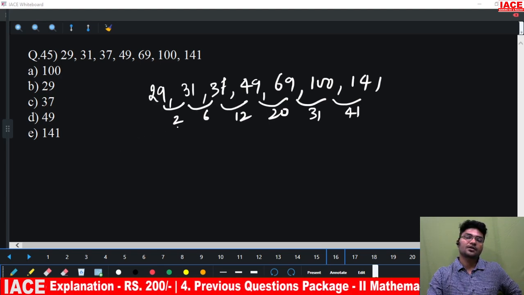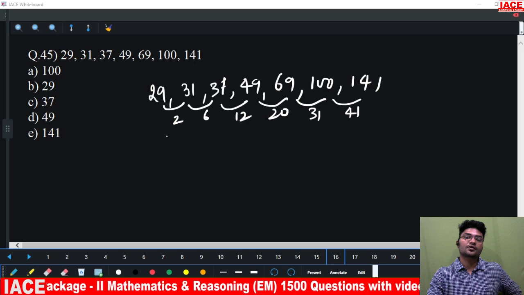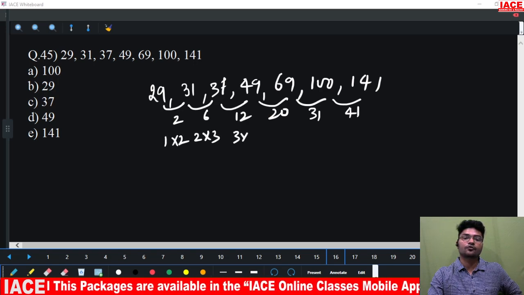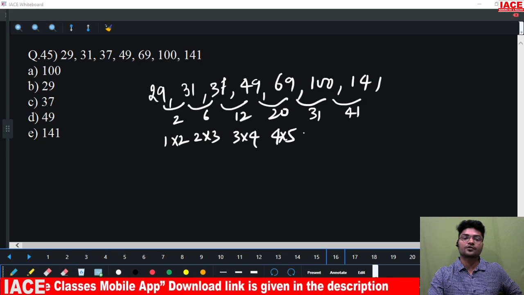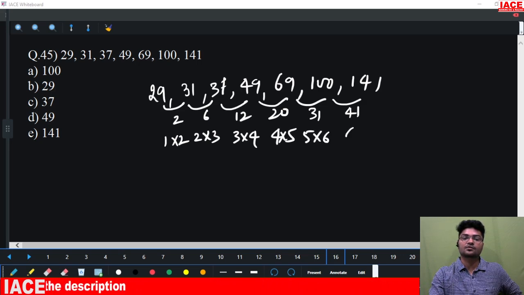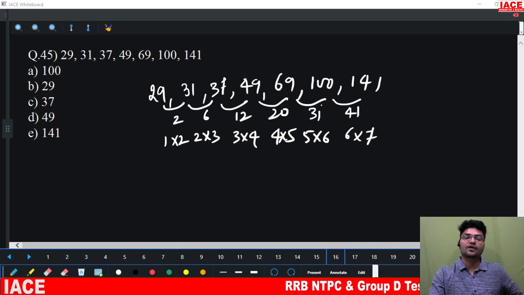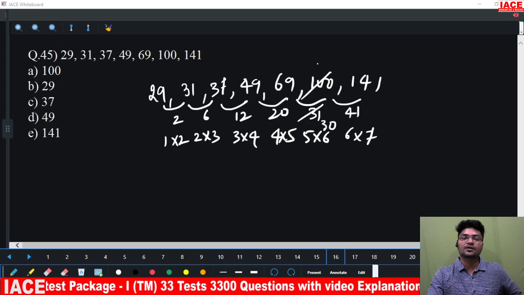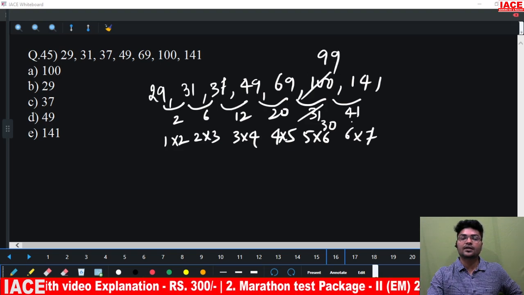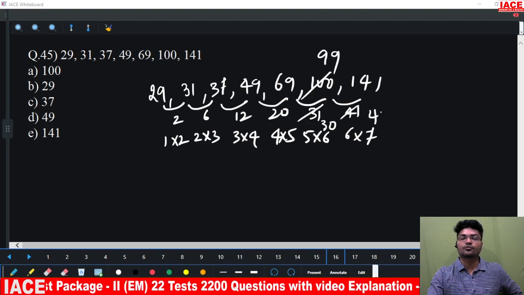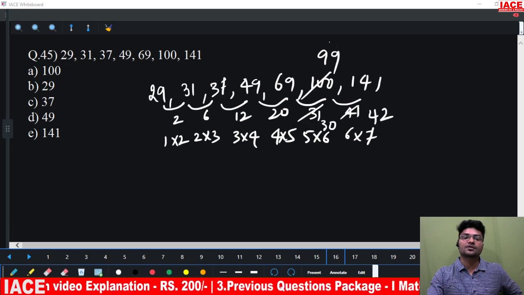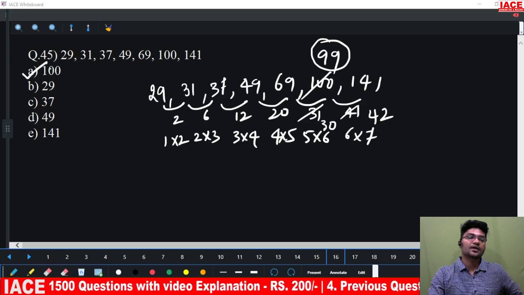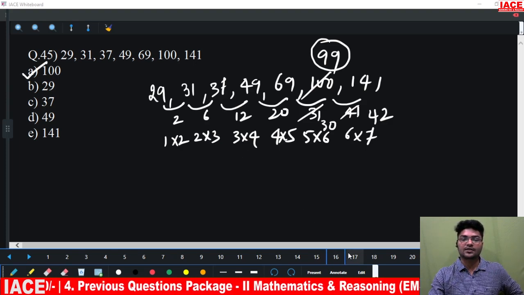If I observe again 2, 6, 12, 20, these are products of two consecutive numbers, that is 1 into 2, 2 into 3, 3 into 4, 4 into 5. So this has to be 5 into 6, and this has to be 6 into 7. If this is 5 into 6, that means 30, which means this will be 99. If this is 99, this will be 42. 99 plus 42 is 141. That means 99 is the correct number and 100 would be the wrong number. That means option A is the correct answer.